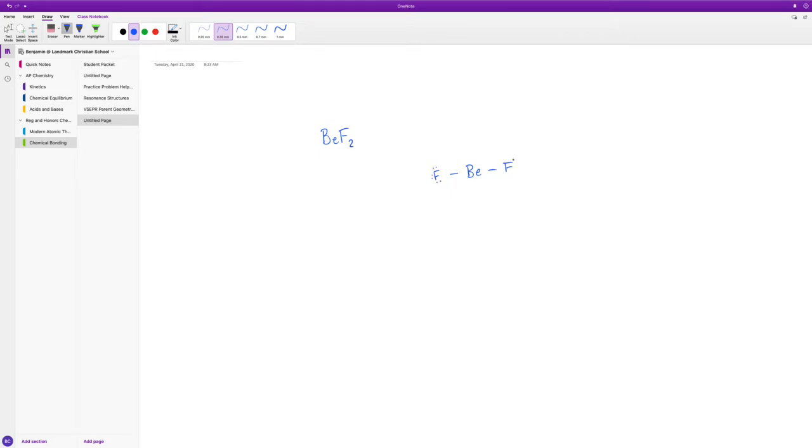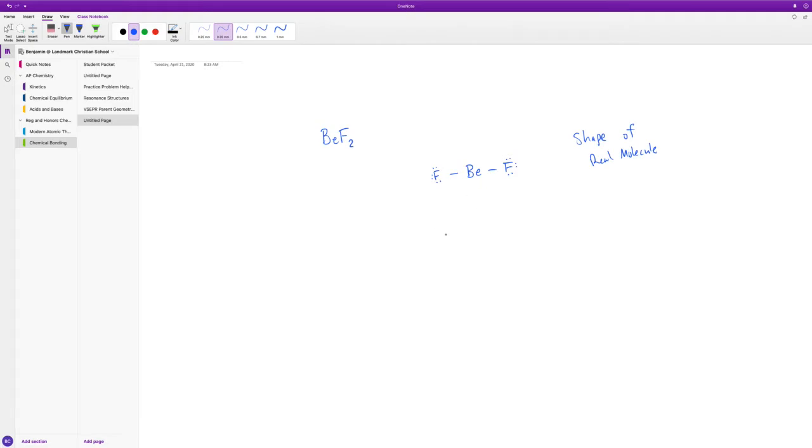Fluorines don't ever violate the octet rule. So notice both of these fluorine atoms have an octet, but the beryllium atom here in the middle only has 4 valence electrons. It's violating the octet rule. And so I wouldn't ask you to draw the Lewis structure, but now that we have the Lewis structure, you might be wondering what's the shape of the real molecule. VSEPR will allow us to predict the shape of the real molecule. Okay, because this is a real substance.